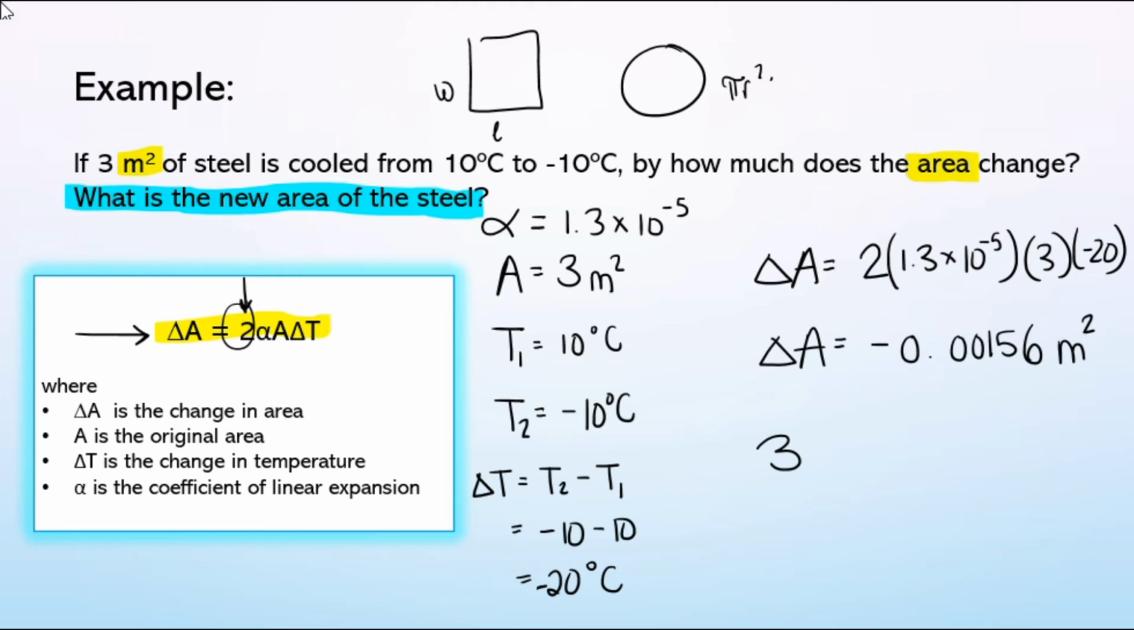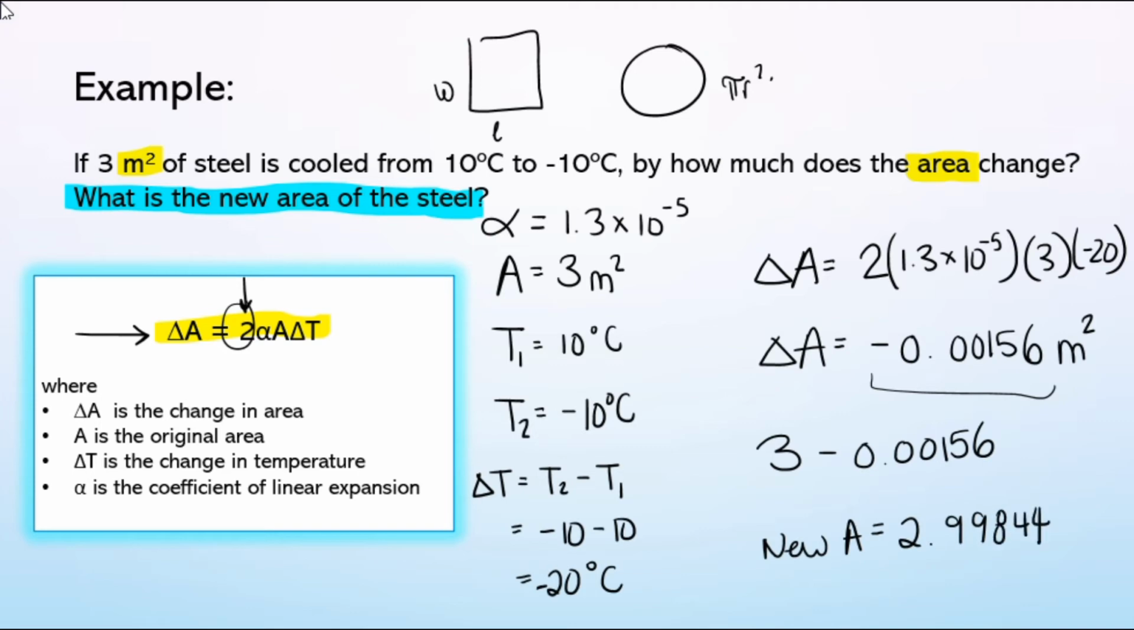And what are we going to do? Well, there's a negative in front of this. That means contraction. This thing is getting smaller because we're cooling it. So this is the math. New area equals 2.99844, lots of digits, meters squared.